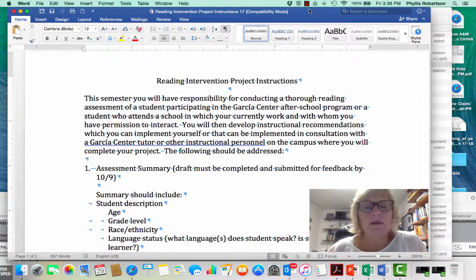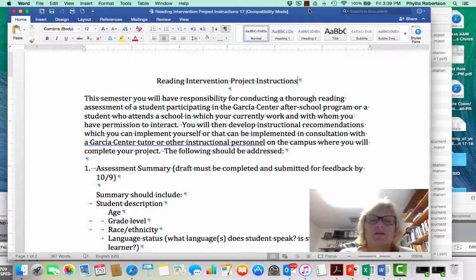I've had a couple of people ask about other arrangements. We may be able to make those, but make sure you've either chosen a Garcia Center student, a student at a school where you work, or you have cleared your project plan with me. You're going to develop also instructional recommendations based on that assessment, which you will either implement yourself or that you can implement in consultation with either a Garcia Center tutor or other instructional personnel where you're completing your project.